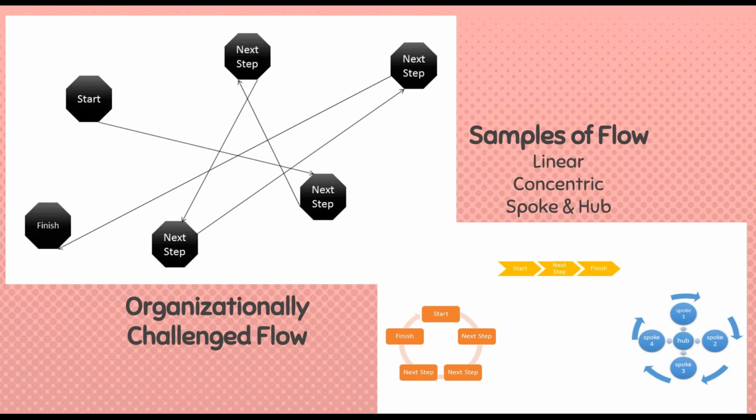But there's things like linear flow, where things move across in a kind of a straight line. There's a model where things kind of move around an area. There's a spoke and hub where you've got a central control and then you go back and forth from the central control. And there's not a right or wrong way to do it.